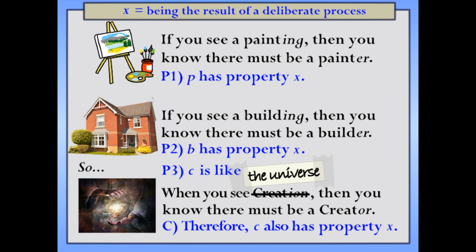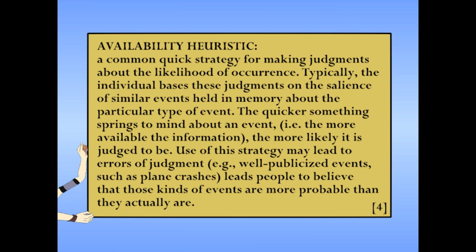You could just read it out loud again to yourself to see. From a psychological standpoint, this argument attempts to invoke what is referred to as the availability heuristic, which is a common quick strategy for making judgments about the likelihood of occurrence. Typically, the individual bases these judgments on the salience of similar events held in memory about the particular type of event. The quicker something springs to mind about an event, the more likely it is judged to be.